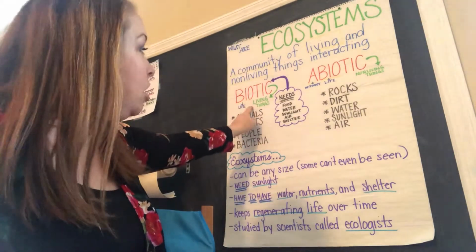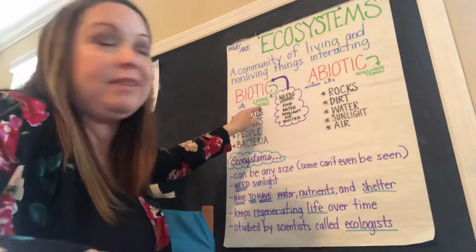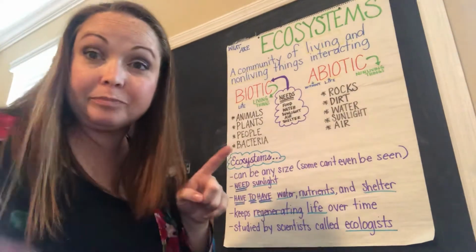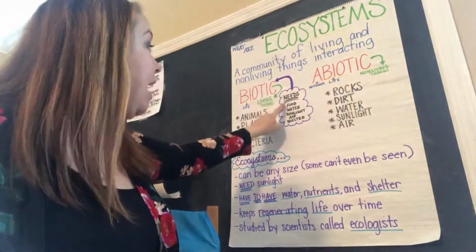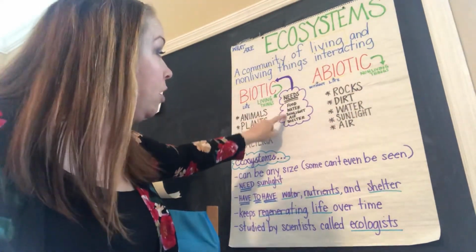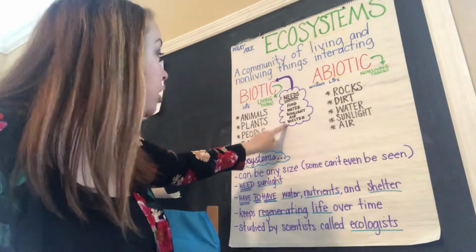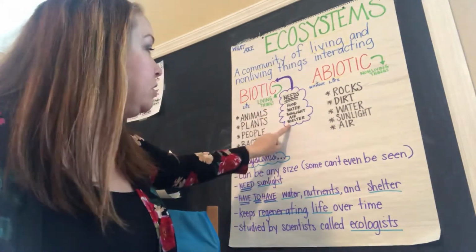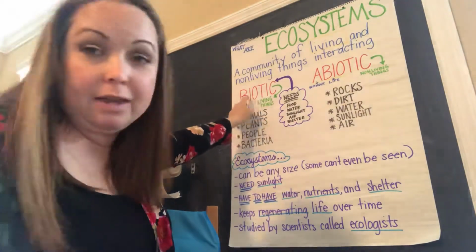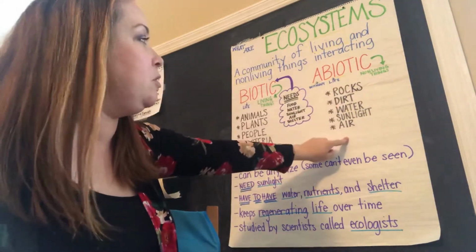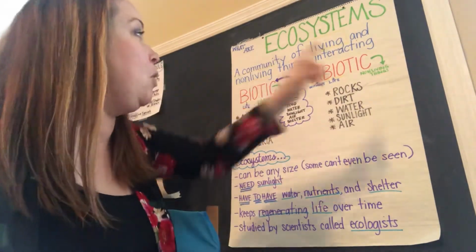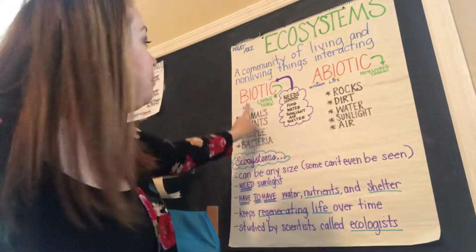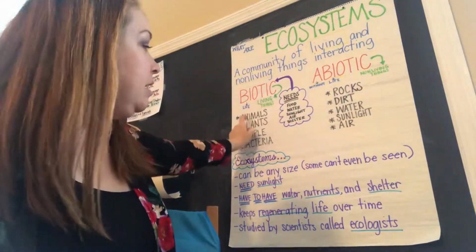Biotic factors are a little bit different in that they have needs. A biotic factor needs food, water, sunlight, air, and shelter. All living things need those things. That's what makes them living. Abiotic factors don't need those things. They're without life. Our living things need those things to survive.